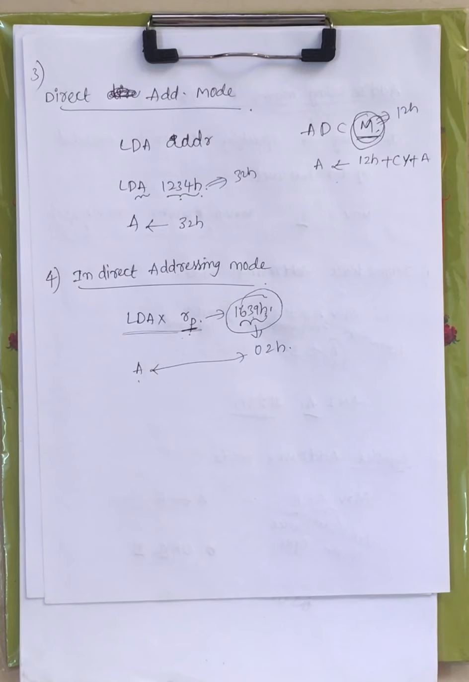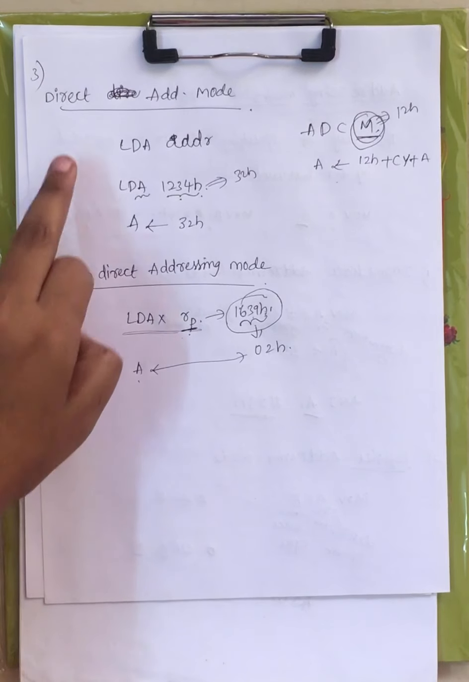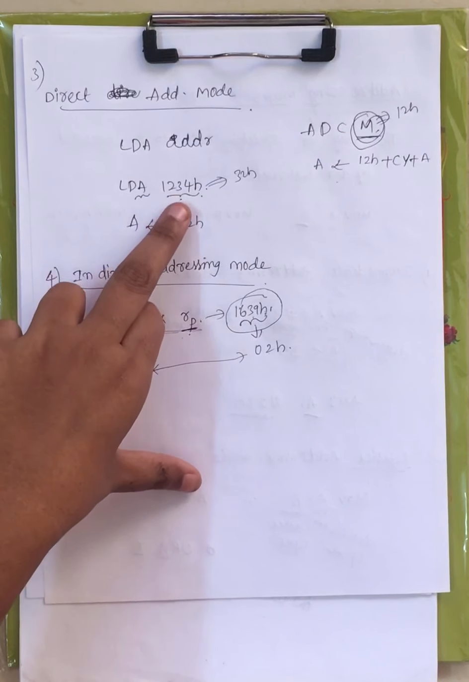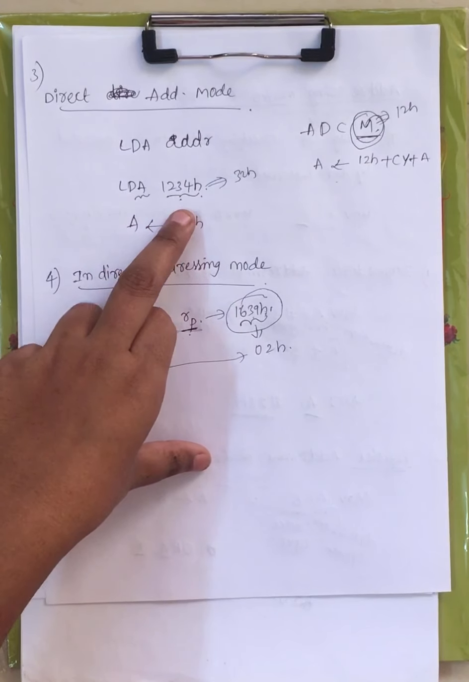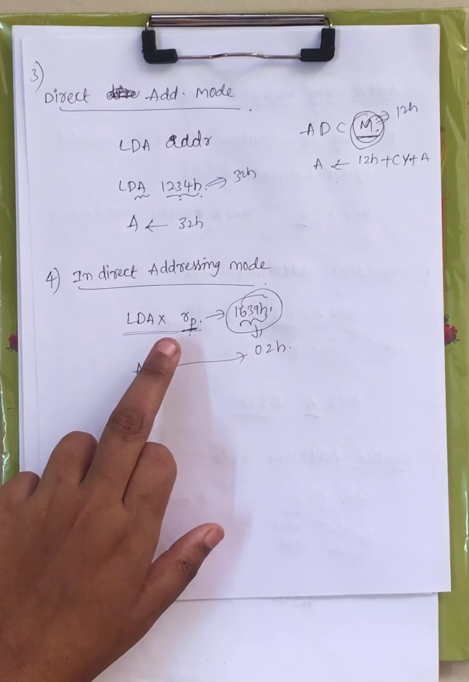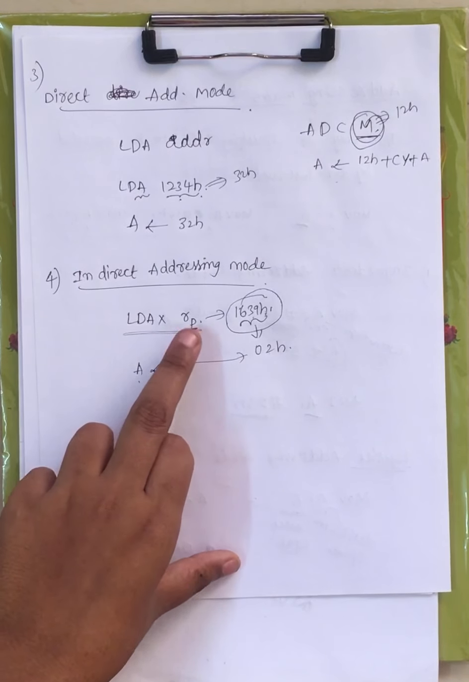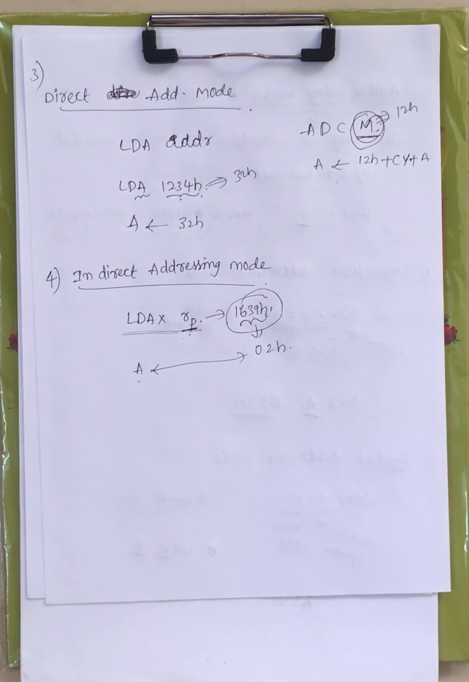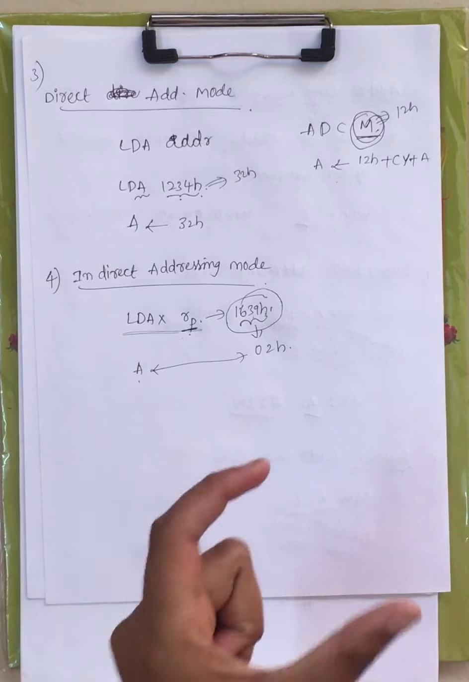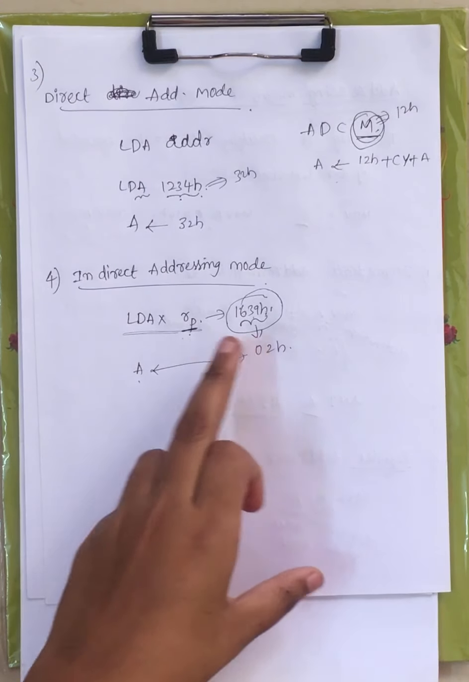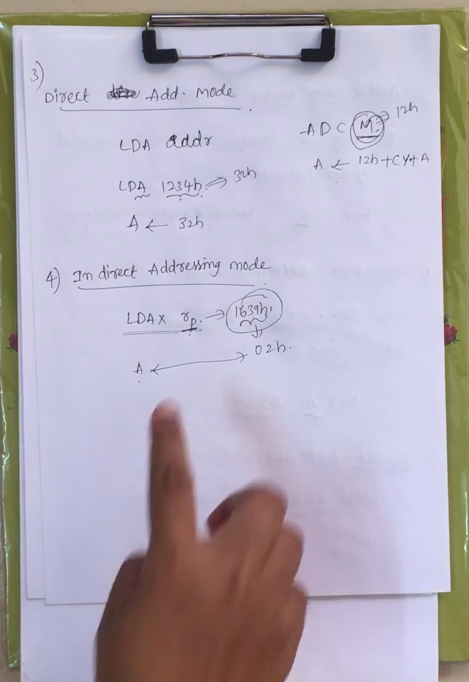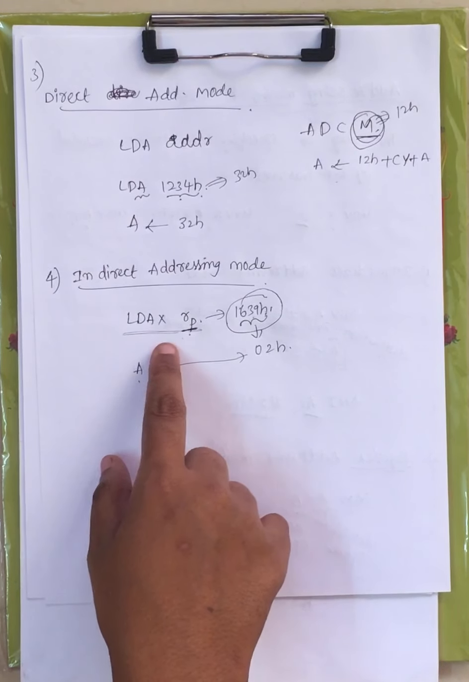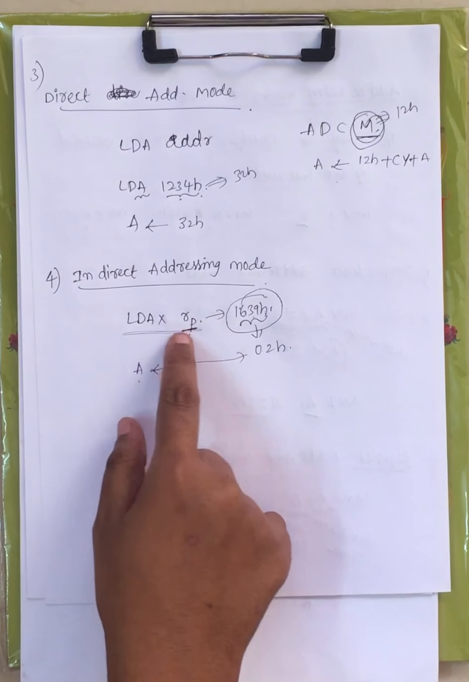Now if you see the difference between these two instructions, in the earlier instruction we directly mention the source operand as a memory location. In this addressing mode, the source operand is a register pair, and that register pair points to a memory location. Indirectly you are pointing to the memory location by the register pair. We are not mentioning any memory location directly in the given instruction. You are mentioning the register pair.